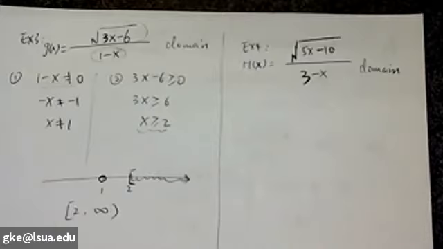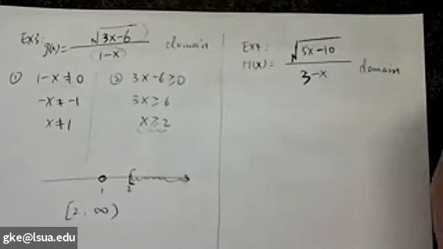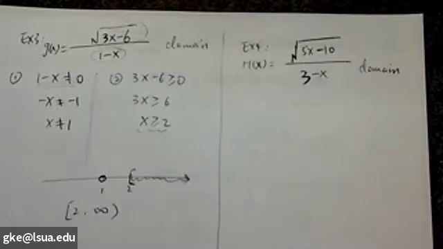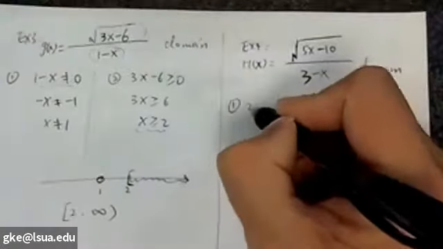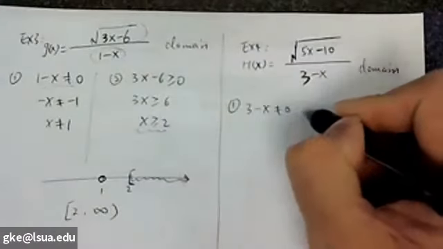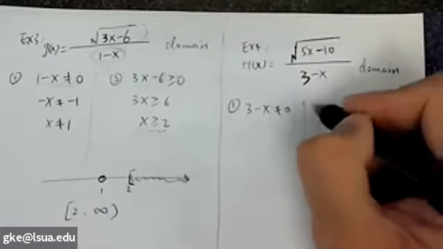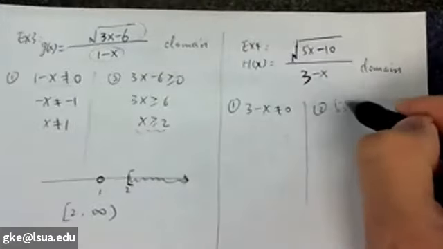Okay, let me write the answer on board. I think it's not too hard, right? This time, we already practiced 3 examples. This time, I wish everybody is gonna make it. Let's take a look. The 3 minus x doesn't equal 0. And the second one is gonna be what? 5x minus 10 greater than or equal to 0.